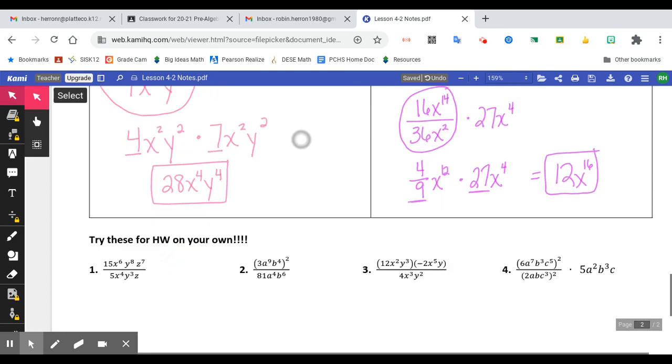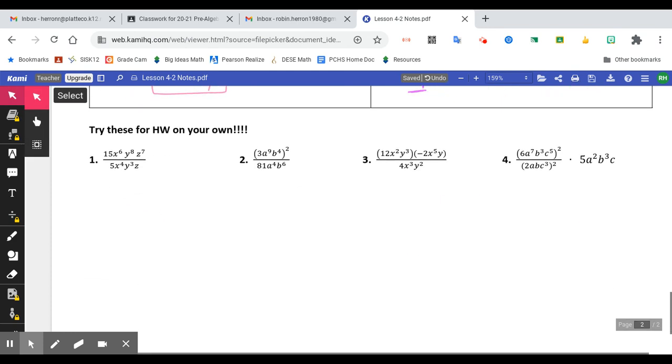You guys have a set of 4 down here that I want you to do on your own. They look complicated, but it's one step at a time, like we talked about. Do the top part all the way through and then do the bottom if there's more than one step. Let me know if you have questions and we'll check them in class.